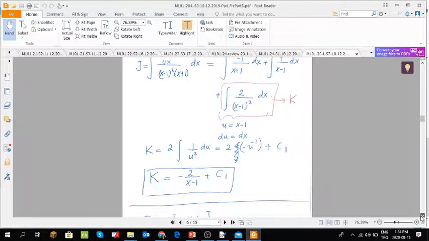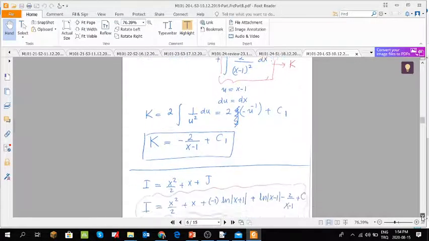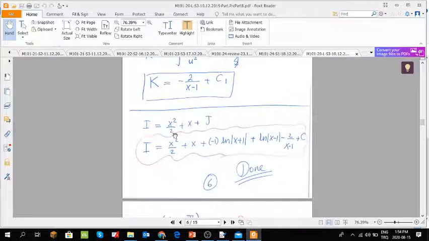For K, I'm going to use u substitution: u is equal to x minus 1, du is dx. I get 2 times the integral of du over u squared, and 2 times the antiderivative, negative u inverse, is negative 2 over x minus 1 plus c1. That is K. So my I at the beginning is x squared over 2 plus x plus J, but J is negative ln of the absolute value of x plus 1 plus ln of the absolute value of x minus 1 minus K. Okay, K is this, minus 2 over x minus 1 plus c, and we are done.